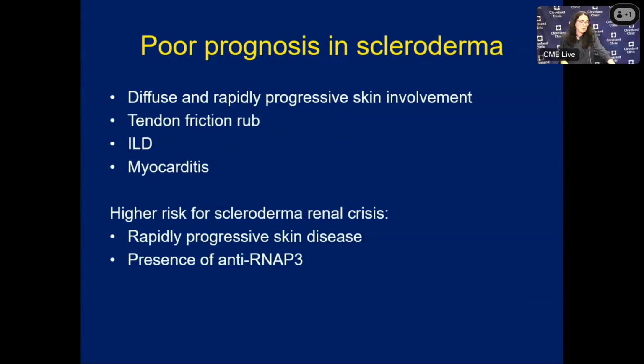Important to mention are factors associated with poor prognosis in scleroderma, and these are diffuse and rapidly progressive skin involvement, the presence of tendon friction rub on physical exam, the presence of interstitial lung disease, and presence of myocarditis. Patients who have a higher risk of scleroderma renal crisis are those with rapidly progressive skin disease, and also the presence of anti-RNA polymerase 3.